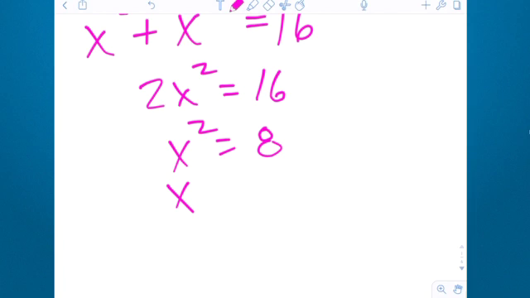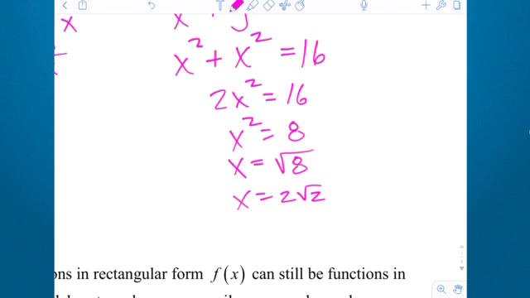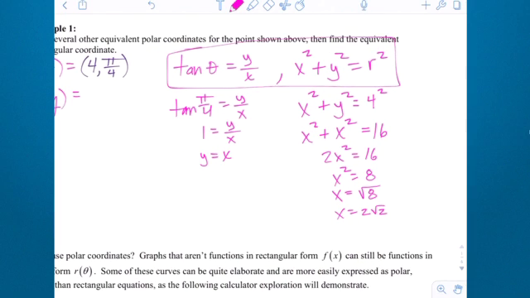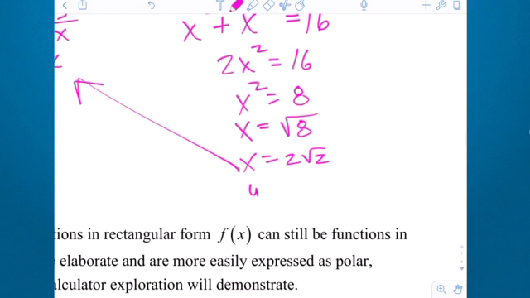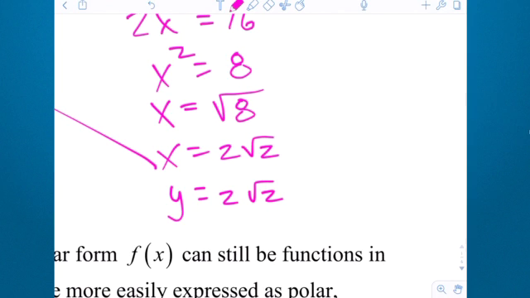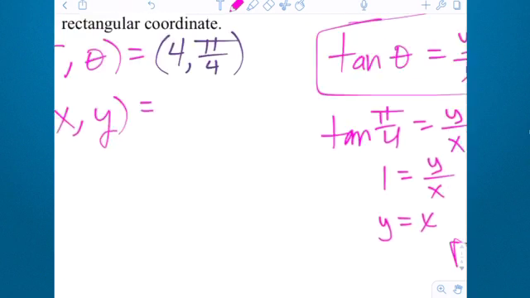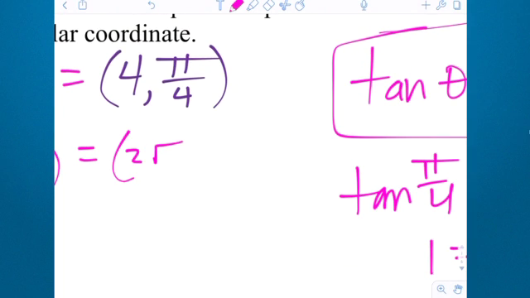So in this case, I know which version I want. I want the positive or the negative square root? Positive, because I'm in quadrant 1. So it'll be the square root of 8, which of course is 2 square root of 2. And now that I know x is 2 square root of 2, I can plug it back in over here, and I know that y is equal also to 2 square root of 2. So you could do it that way. So now I know the rectangular coordinate is 2 square root of 2, comma, 2 square root of 2.